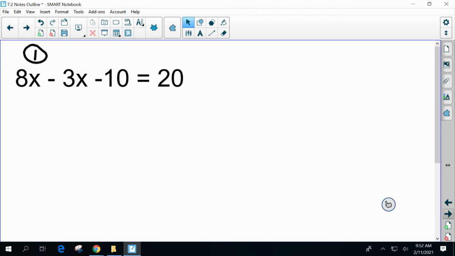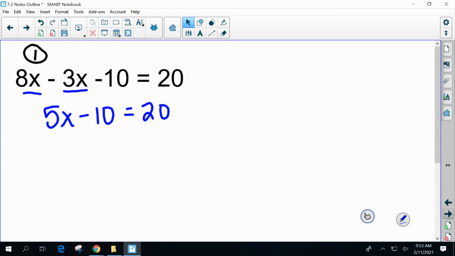So you have 8x and 3x that are like terms. You need to put them together. So 8x minus 3x would be 5x. And then you're going to carry down the minus 10 equals 20.